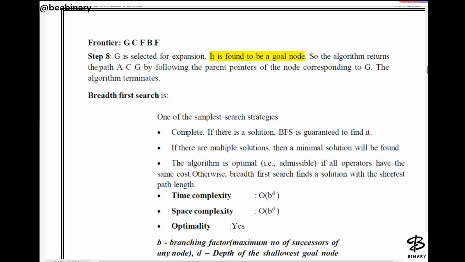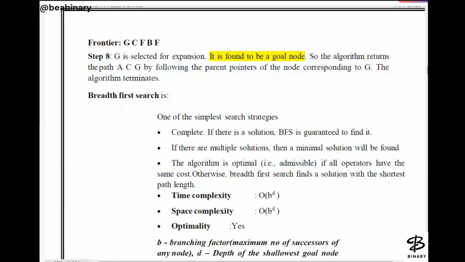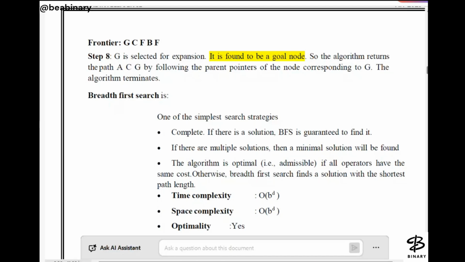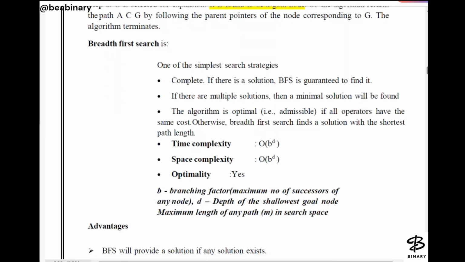Now, what you find in this, it's one of the simplest search strategies. It's complete: if there is a solution, you will definitely find it in breadth first search. If there are multiple solutions, then the minimum solution will also be found. And the algorithm is optimal, admissible if all the operators have the same cost. Otherwise, breadth first search finds a solution with the shortest path length. So optimality is there.